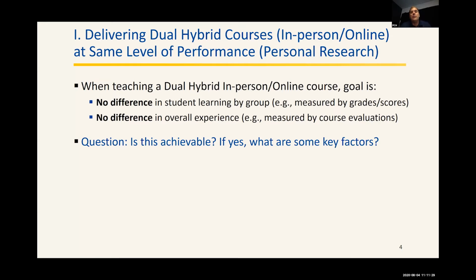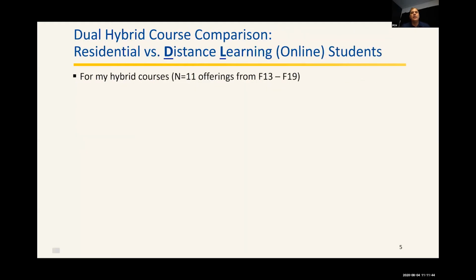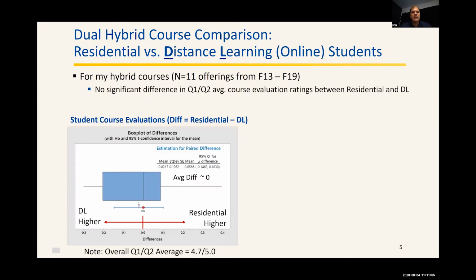So the question is, can we achieve this parity? Can we achieve no difference in both? And if yes, what are some of those key factors? So I'm going to provide some of my personal research that I've been doing over the years. Again, for hybrid courses, I've pulled the data set from fall 13 through fall 19. This is 11 hybrid courses. If I look at course evaluation ratings and the average difference, I have been able to get no significant difference between residential and distance learners.